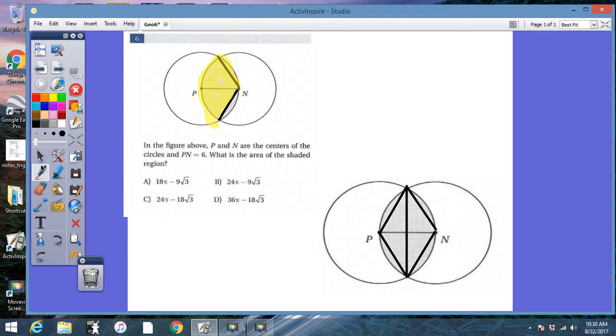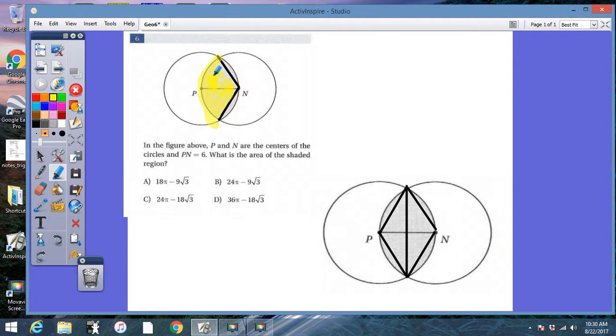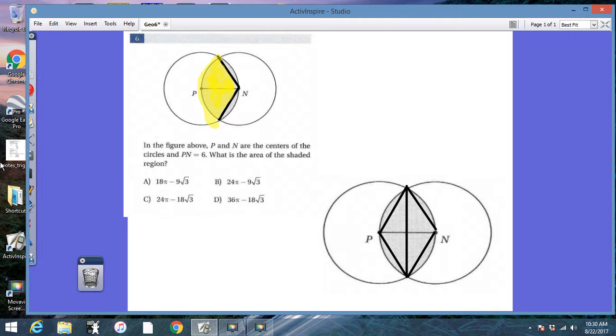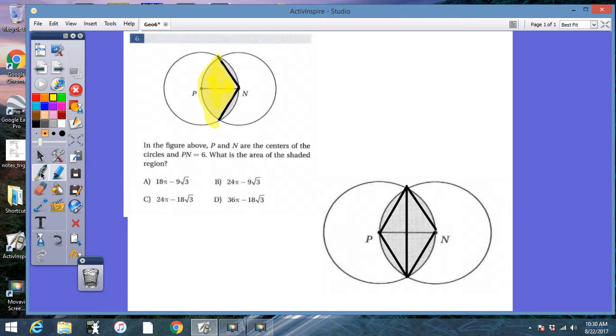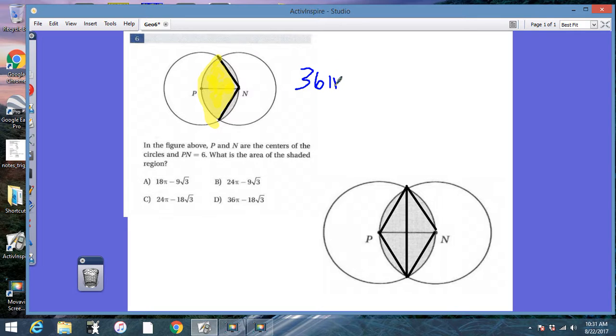Anyway, this yellow piece, and I don't mean to include those outer edges, so it's just the inside. That area we can come up with pretty quickly because it's a sector area. We have a radius of 6, so r squared is 36. Pi r squared would be the whole circle, and we want just this proportion. Well, this is an equilateral triangle.